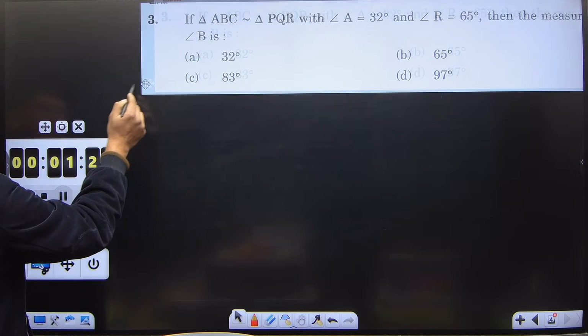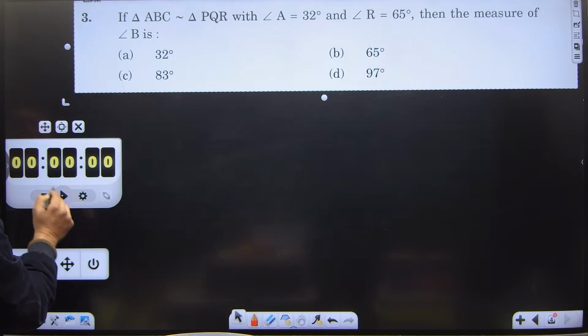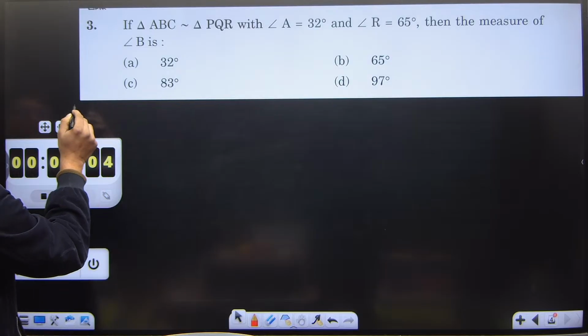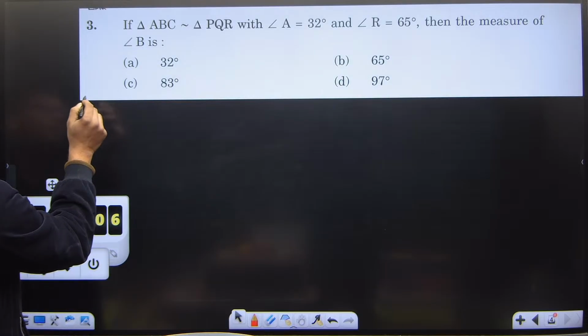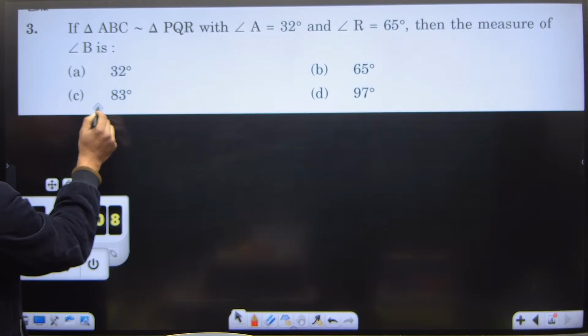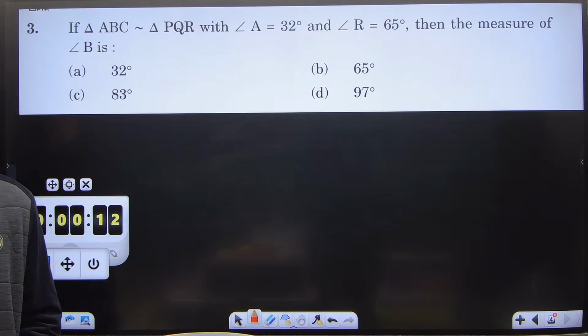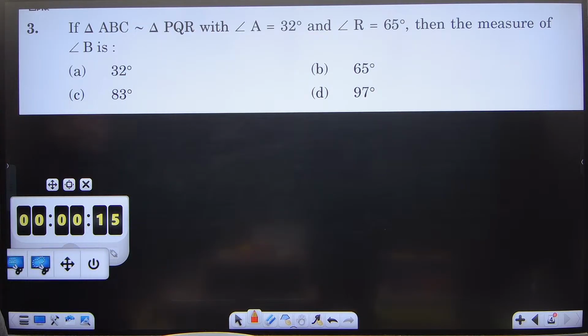Next question, very important question. 30 seconds for this question, 45 seconds. Triangle ABC is similar to triangle PQR with angle A is 32 degree. Angle R is equal to 65 degree. Then the measure of angle B is? Sir, 83 degree.